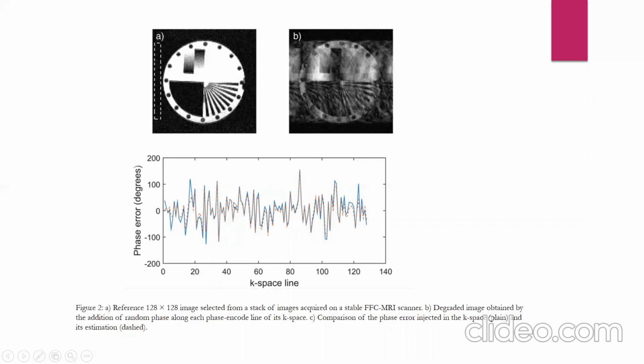The graph here gives the comparison between the phase error in the original image and the estimated phase error. In the graph, the blue line indicates the phase error in the original image, and the dashed orange line indicates the estimated phase error with the help of our algorithm.